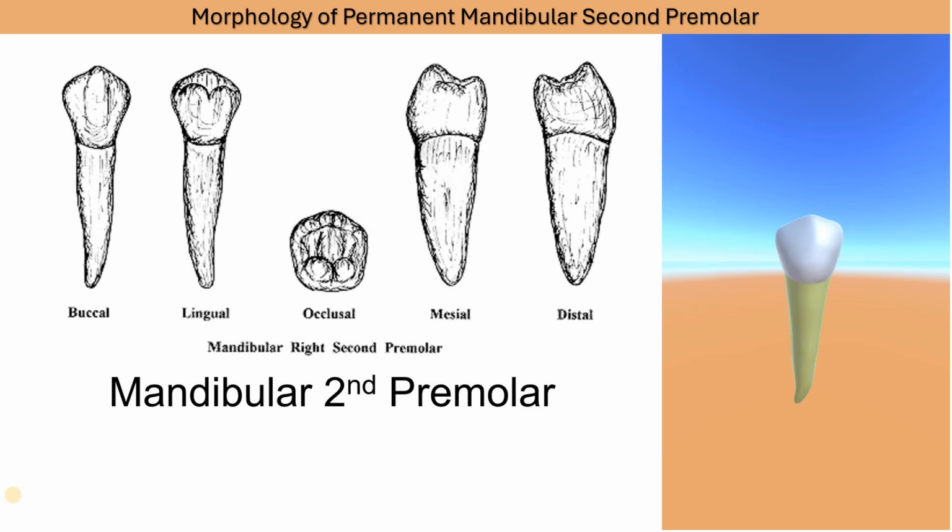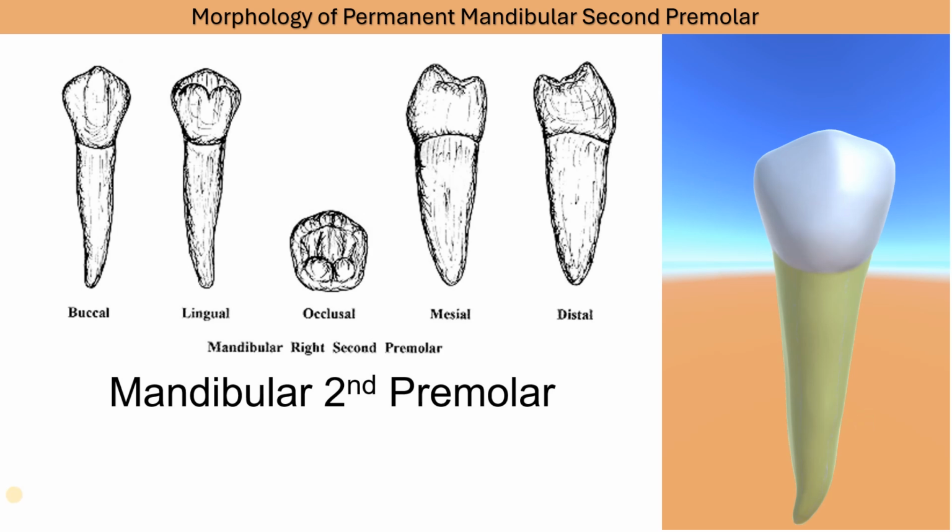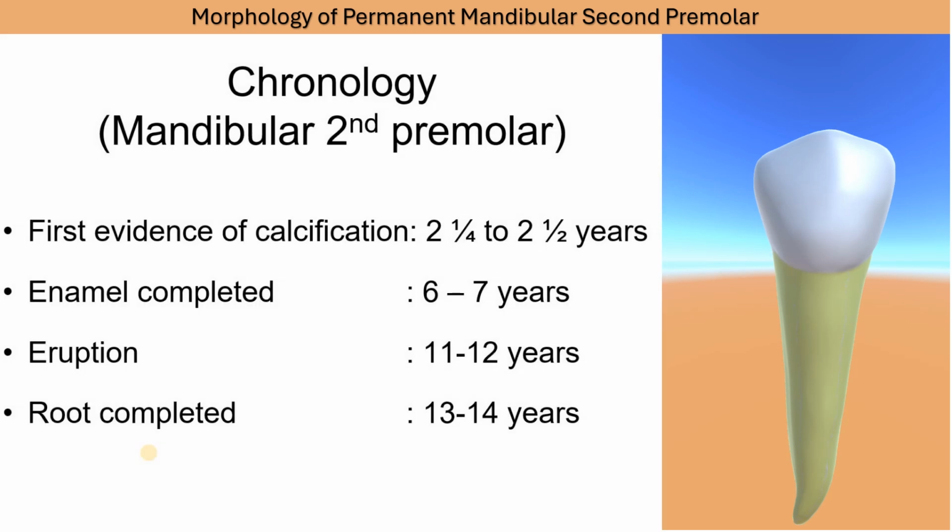Hello everyone. Today we are going to talk about the mandibular second premolar. The mandibular second premolar looks like the first premolar and erupts around 11 to 12 years of age.